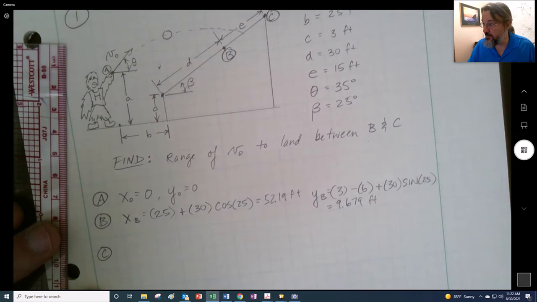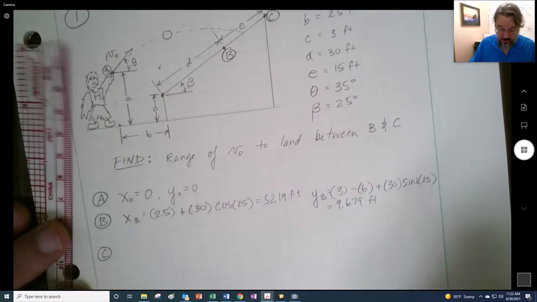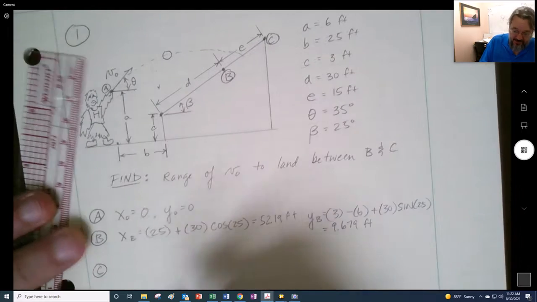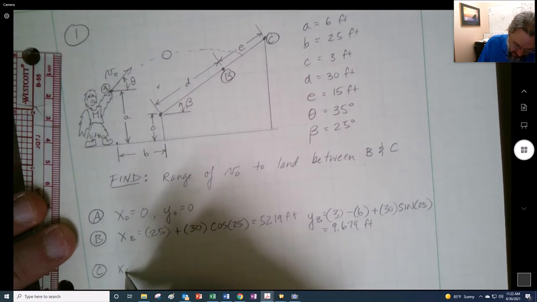And yes, I got it right. Cool, yay. All right, so this is to find C. That's just pretty much the same thing.